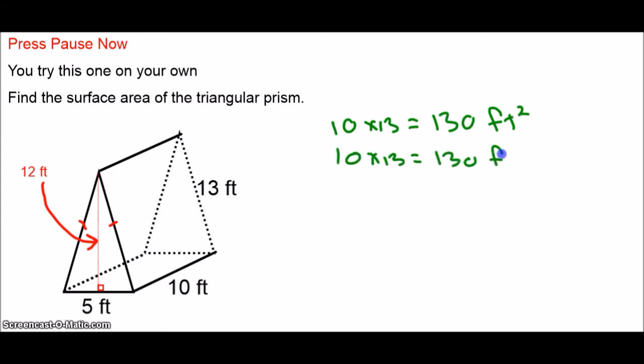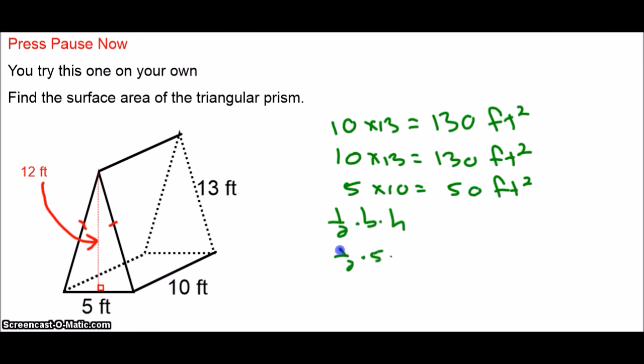The rectangle on the bottom is 5 feet by 10 feet, or 50 square feet. Let's look at the triangles next. The triangle facing us has a base of 5 and a height of 12. So 1/2 times base times height. So we have 1/2 times 5 times 12.